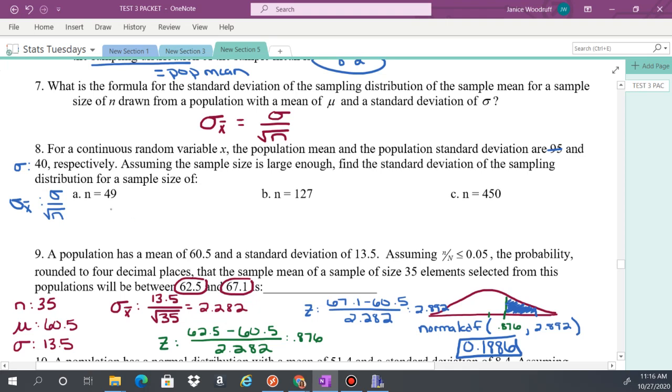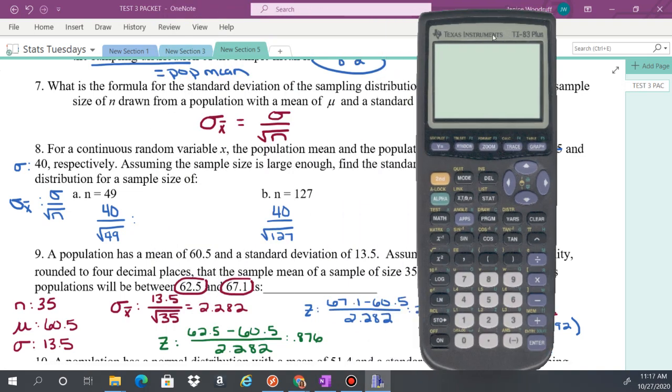So the first one, you are doing 40 divided by the square root of 49. Second one, you're doing 127. No, you're not. I'm sorry. You're doing 40 divided by the square root of 127. And then the third one, you're doing 40 divided by the square root of 450. Okay, so your numerator will be 40 in each of these. The denominator is what will change.